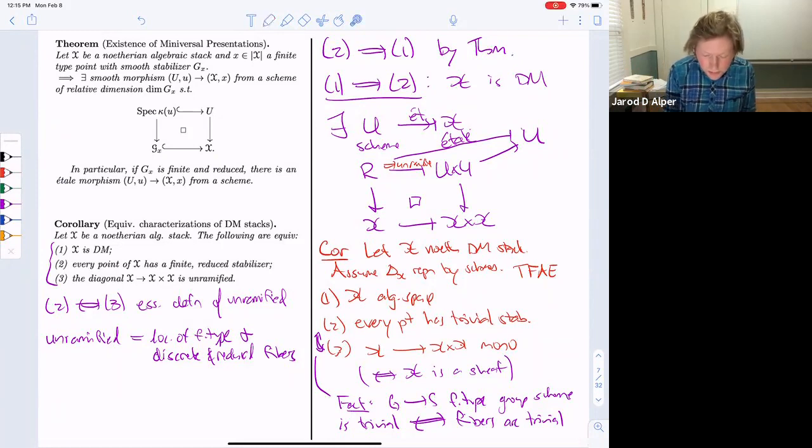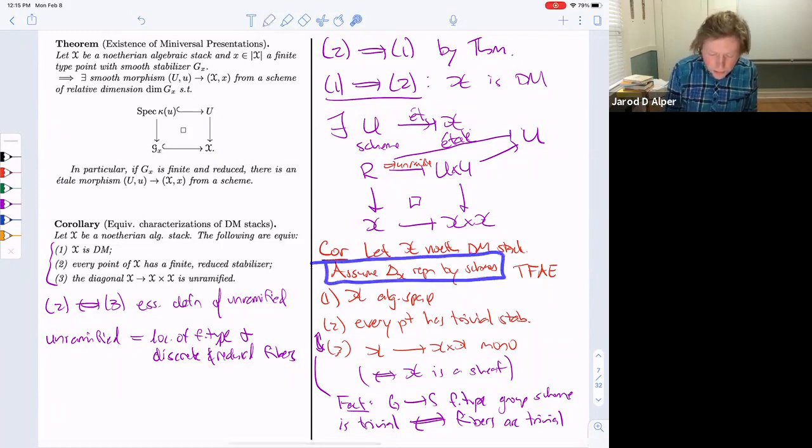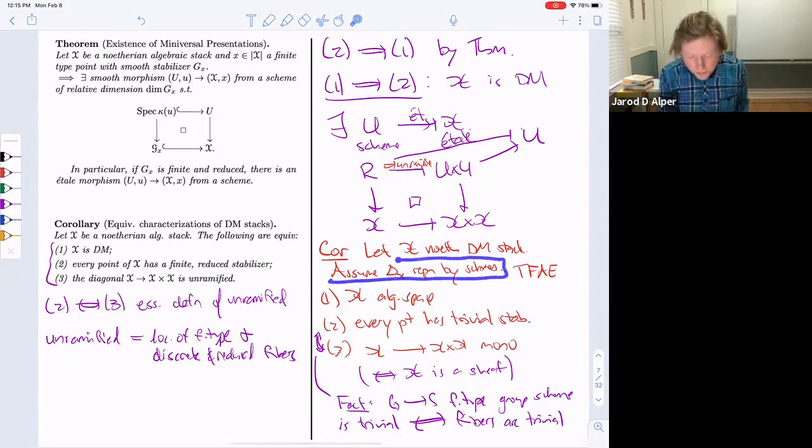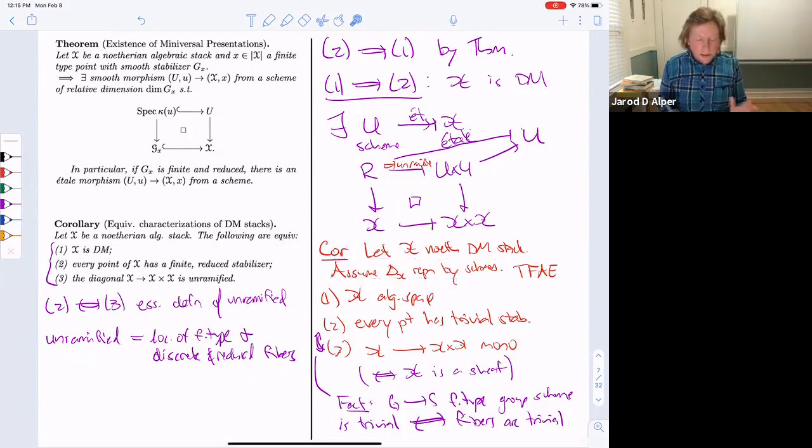This is sort of an ugly hypothesis that we need, because if you take this argument, we've sliced down the dimension. So if you take a Noetherian Deligne-Mumford stack with trivial stabilizer, what this existence of miniversal presentations theorem gives you is a scheme and an étale morphism to your sheaf, but you only know that it's representable by algebraic spaces, not necessarily representable by schemes. And so that's why I've added this hypothesis. It is true without this, but it requires a little more work.